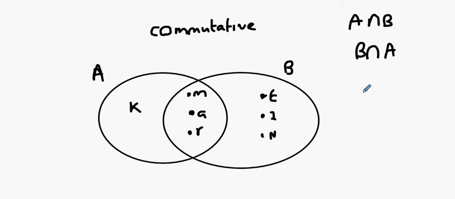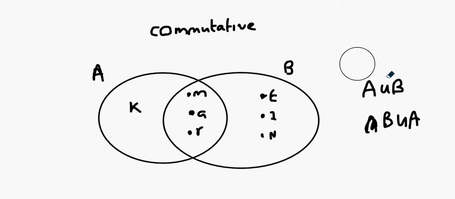What about union? A union B. What's A union B? K-M-A-R-T-I-N. So what's B union A? Same thing. What does that mean? Union is commutative. Alright, let's try another one now.